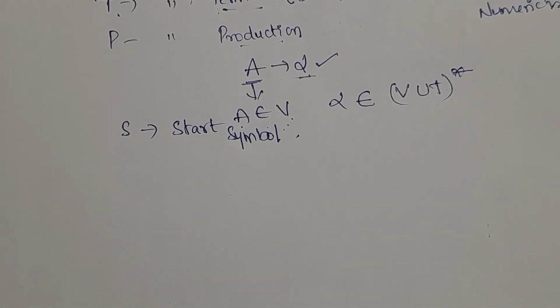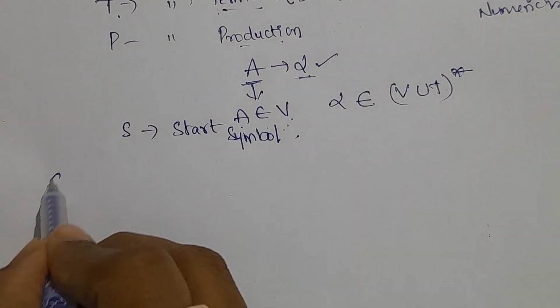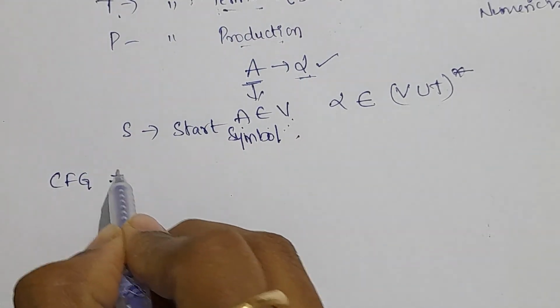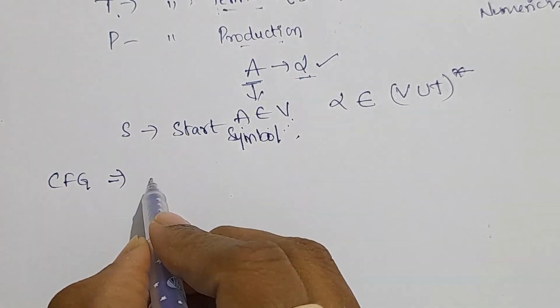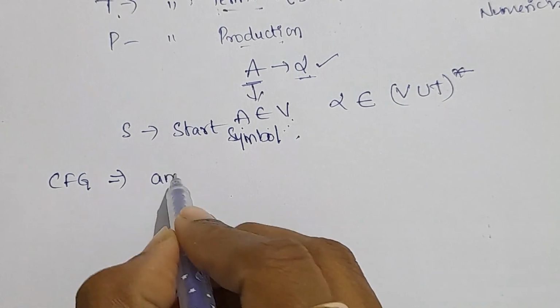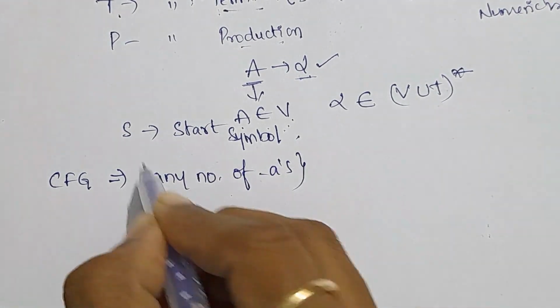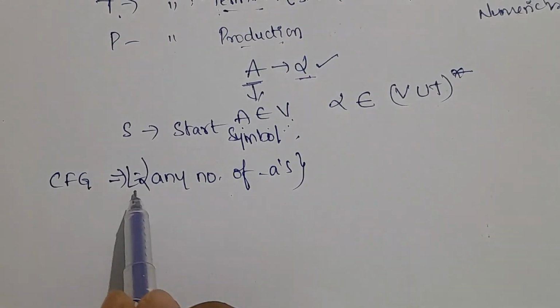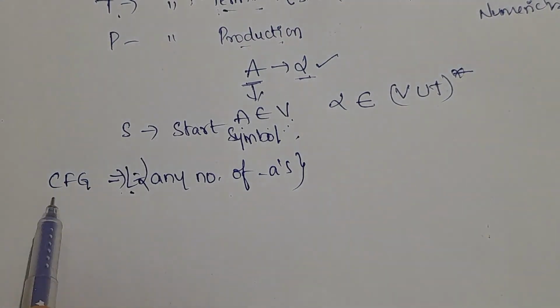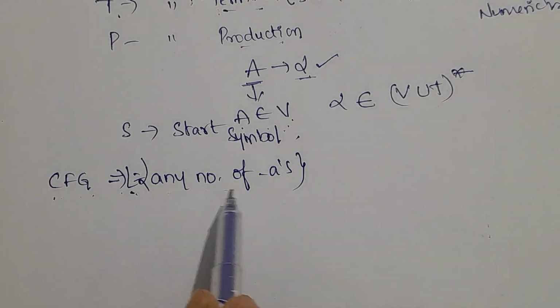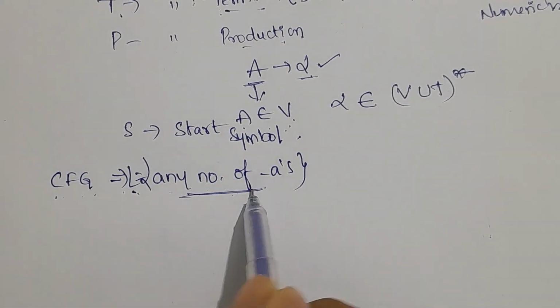Let us suppose I just want to define a context-free grammar for the language which is accepted by any number of A's. This is my language rule. I just want to construct a context-free grammar for any number of A's.